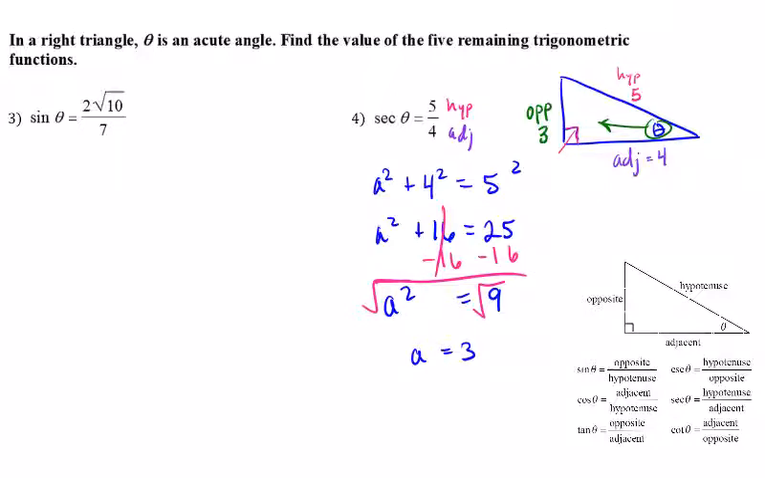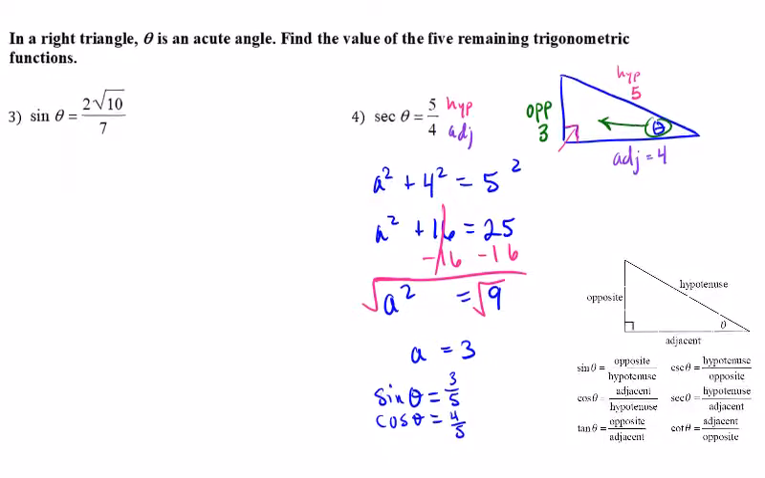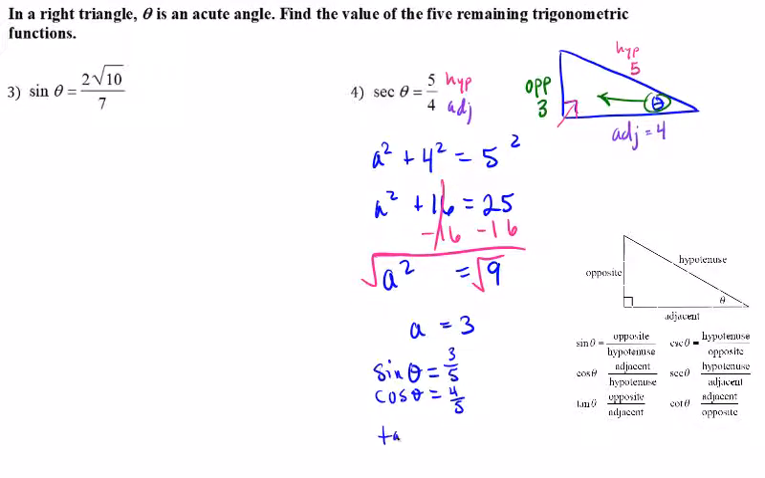All right, so now we have everything we need to find the 6 trig functions, or the other 5, right? We already have secant, so we don't have to relist that. But let's find the other ones. So sine theta is opposite over hypotenuse, so 3 over 5. Okay, cosine is adjacent over hypotenuse, so 4 over 5. Tangent is opposite over adjacent, so 3 over 4.